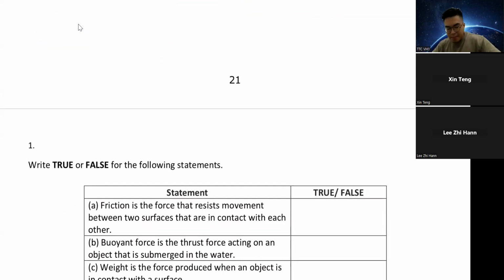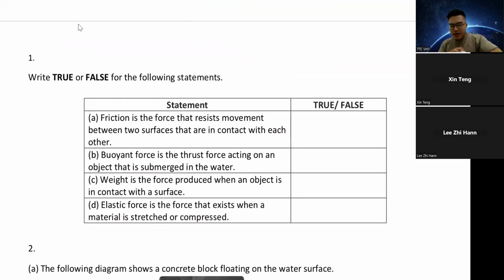Okay, next. Let's look at the exercise. So write true or false for the following statement. Friction is the force that resists movement between two surfaces that are in contact. Yes, true. Friction is always resisting you. You're trying to go forward, friction will push you back. When you're trying to go backward, friction will pull you in front. Friction always goes opposite from you. They like to go opposite. You want them to do A, they do B.